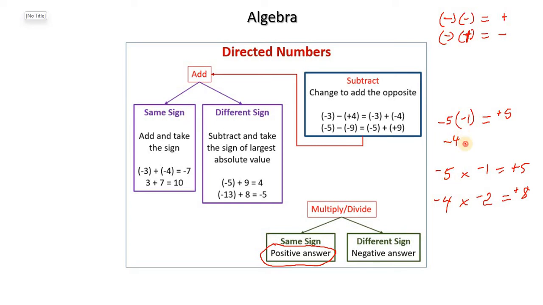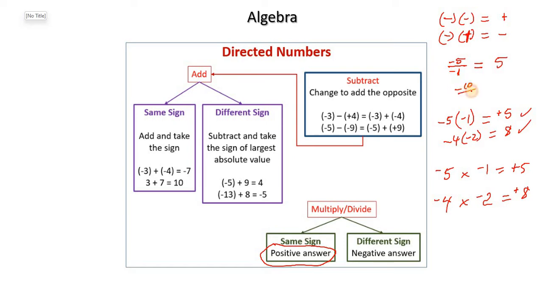And -4 times -2 should be positive 8. And I don't need to put the sign once it's after the equal sign, so it's understood. And the division is the same thing. The rule is the same for division. So if I had, let's say, -5 divided by -1, what should my answer be? Positive 5. Right. Negative divided by negative is positive, and 5 divided by 1 is 5. So +5. Good.